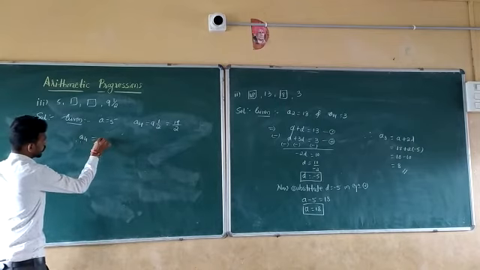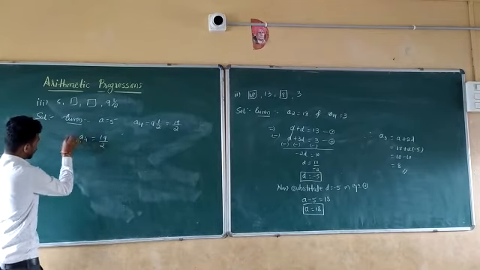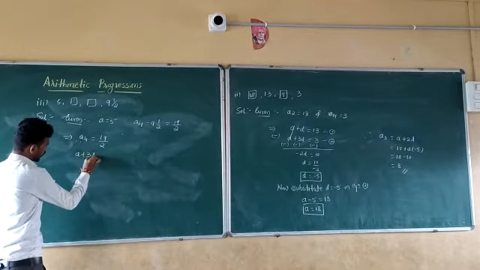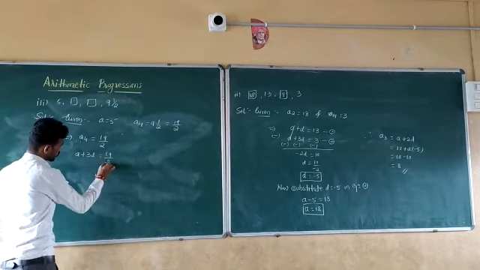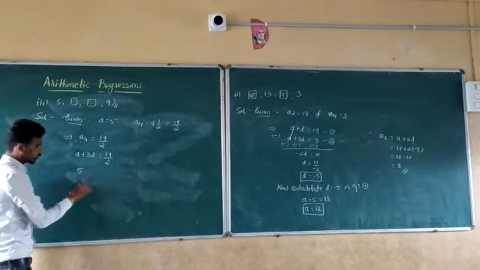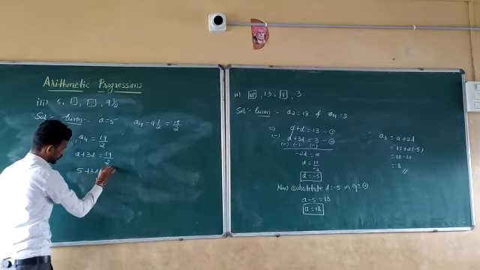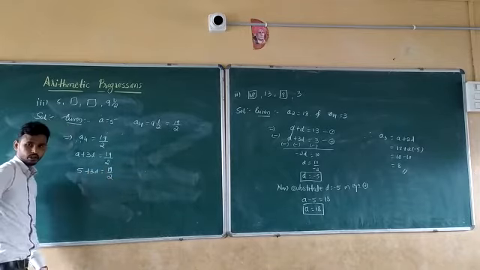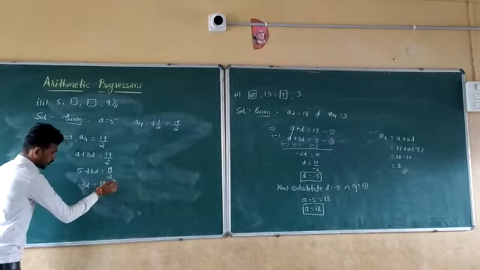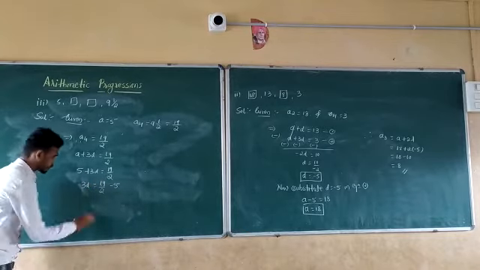So what can we write now? a4 is 19 by 2. a4 we can write as a plus 3d, which equals 19 by 2. So a is given as 5, so 5 plus 3d equals 19 by 2. So 3d equals 19 by 2 minus 5.